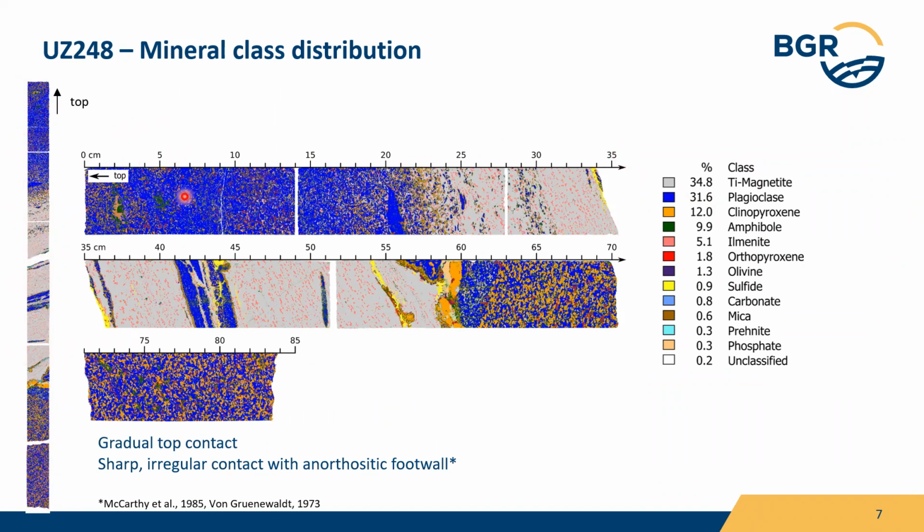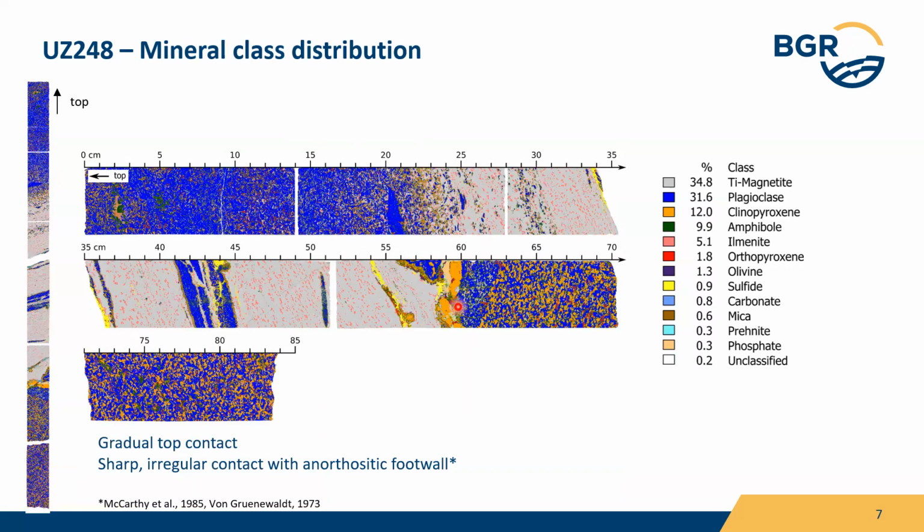And so you can see here in blue, the bluish colors are plagioclase. Gray is the magnetite with some amount of titanium. And you can see here several layers or lenses of plagioclase. Here also some sulfides, and here again we have the contact zone to the anorthosite and the gabbronorite here. So this is what was said already. We have a gradual top contact and a quite sharp but irregular footwall contact.